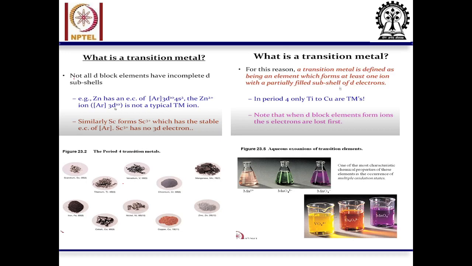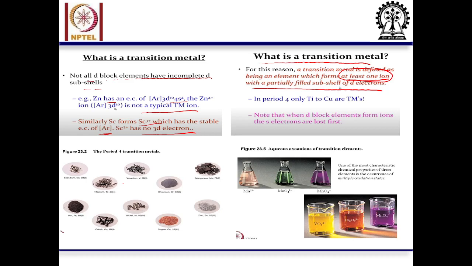Not all d block elements have an incomplete d subshell. For example, zinc is already d10 and 4s2, so it is typically not considered a transition metal ion. Or scandium 3 plus has a stable argon configuration and also has no d electron. So what is the definition of a transition metal? It has at least one ion, that is the most important, at least one ion that will have a partially filled subshell of d electrons.